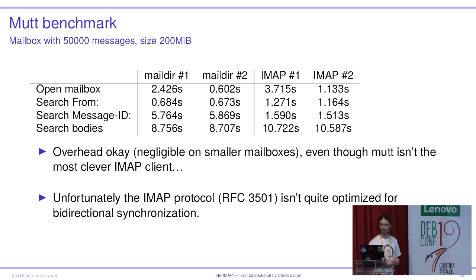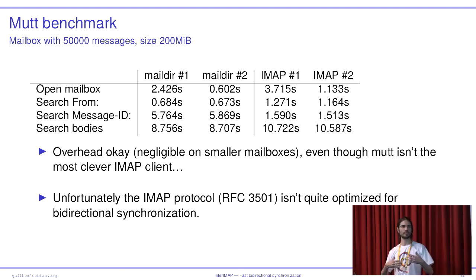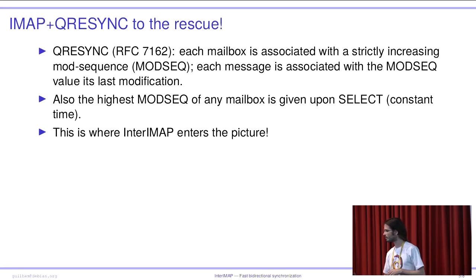On the other hand, the IMAP protocol is really not quite optimized for bidirectional synchronization. The only pure IMAP way of having bidirectional synchronization is, okay, you select the two mailboxes and you list all the mails together with the flags, locally and remotely. You compare them and then you think if there is any difference. So it's very slow, and it does not solve the network access issue that I showed before.